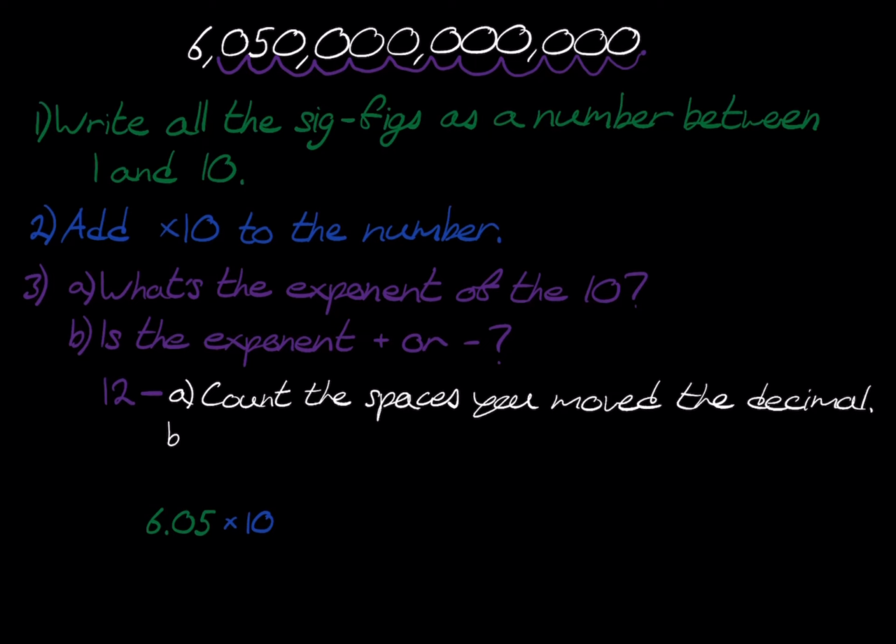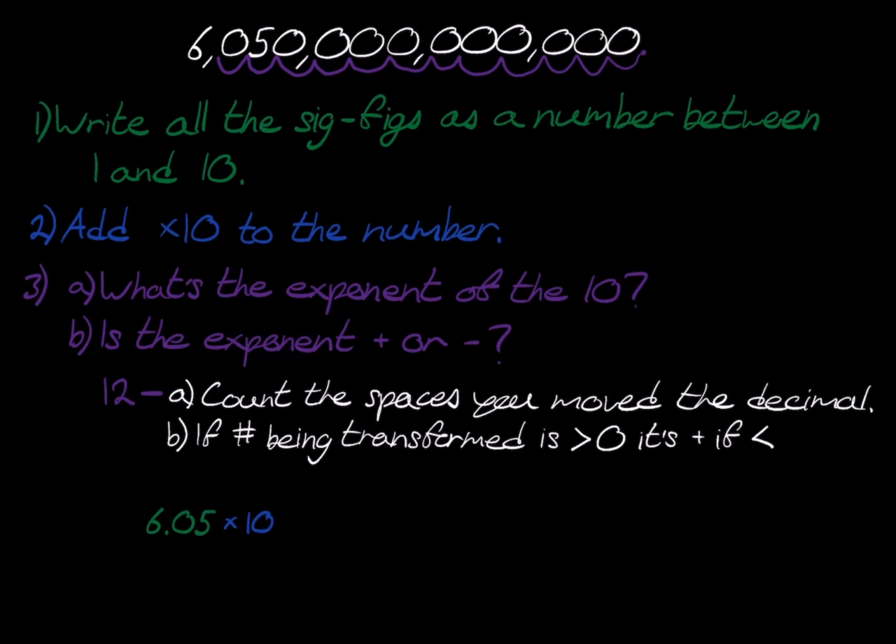For the positive and negative part, if the number you're trying to transform to scientific notation is greater than 0, then your exponent is going to be positive. If it's less than 0, then your exponent will be negative. In our case, the number is greater than 0, so the exponent is positive, leaving our final number written in scientific notation as 6.05 times 10 to the power of 12.